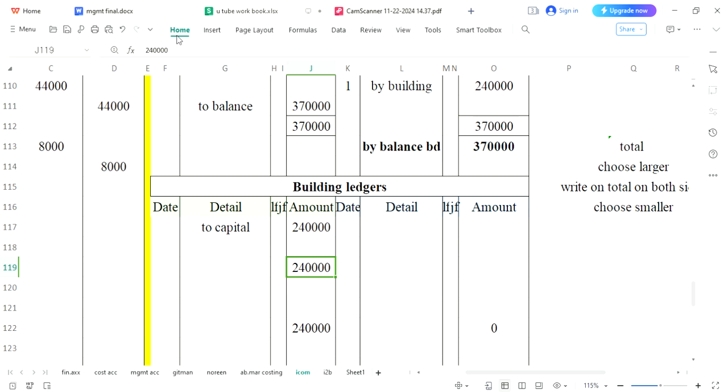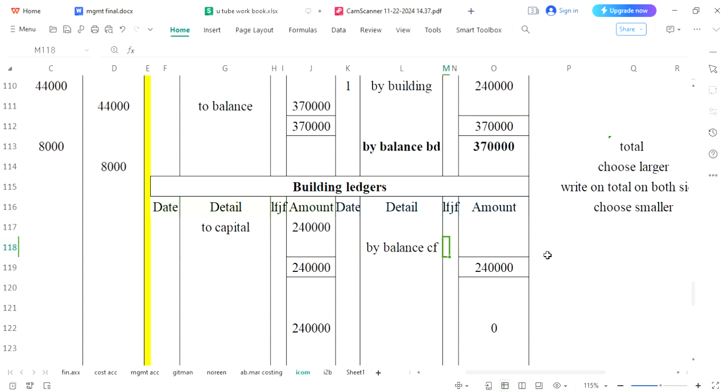You will be writing this larger sum on the total of both sides. First on the total of the debit side, and the same total would be written on the credit side as well. So two steps completed. Total we have taken, the larger sum has been taken, and we have written it on the total of both sides. Three steps have been completed. Now the next step is to choose the smaller side. This was the smaller side because its total was only 0, and here you will calculate the first balance, which is called carry forward, or you may write CF.